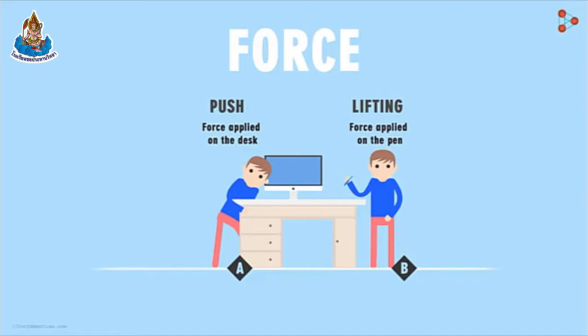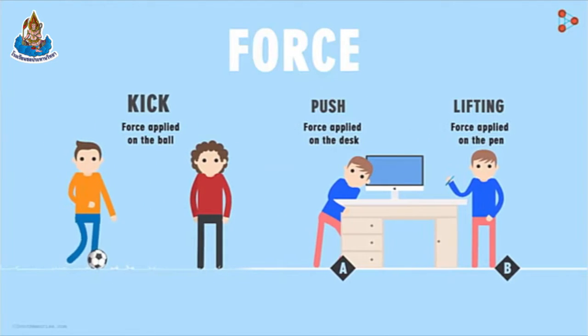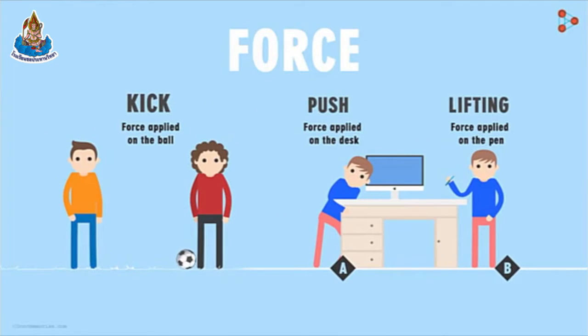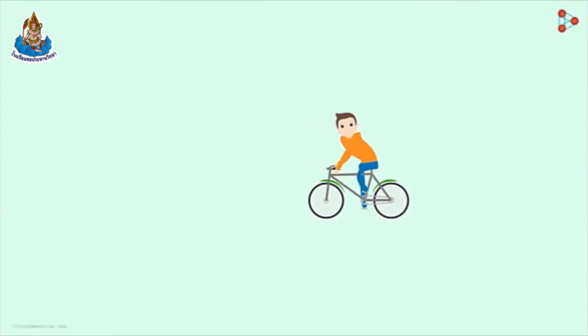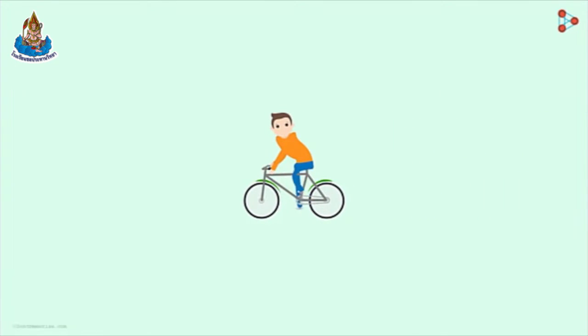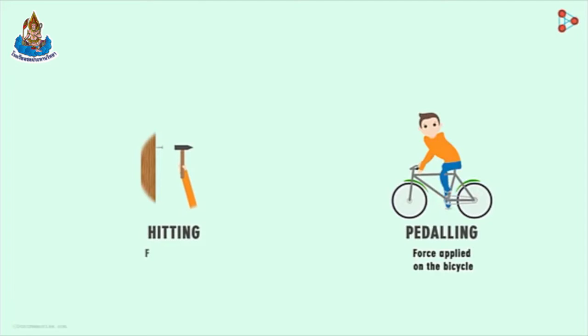So, forces are nothing but actions such as kicking, pushing, lifting, etc. performed on objects. There are many such actions that we can perform. We have already seen few of these. Some more of them are given below. While riding a bicycle, we pedal it continuously to keep it in motion. Here, pedaling is the force that we apply on a bicycle. Hitting the hammer on a nail is also a force applied on the nail.